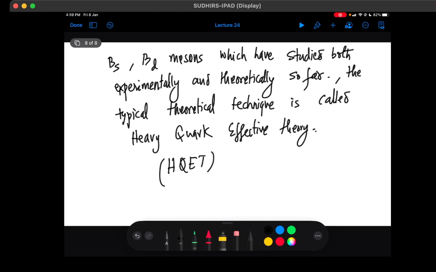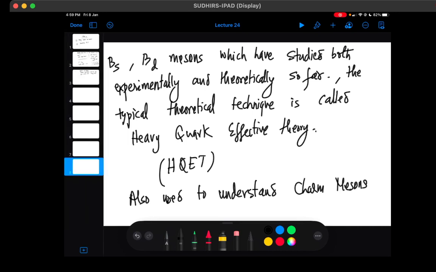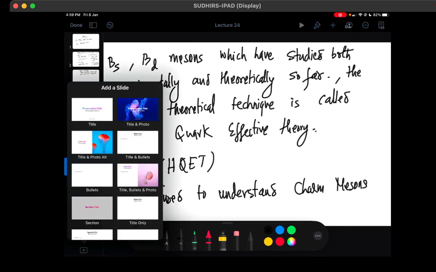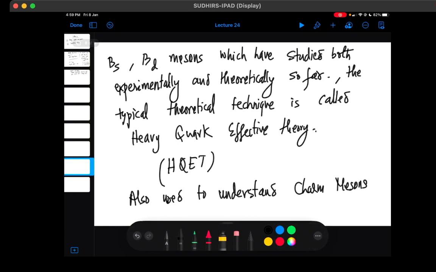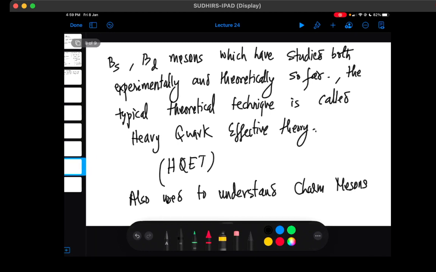So this same heavy quark effective theory is also used to understand charm quark, charm mesons. Okay, not just B mesons, but it works far better for, for example, bottom quarks or bottom mesons compared to charm. Okay, it works far better.